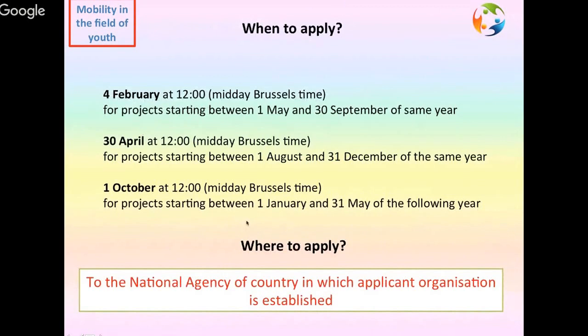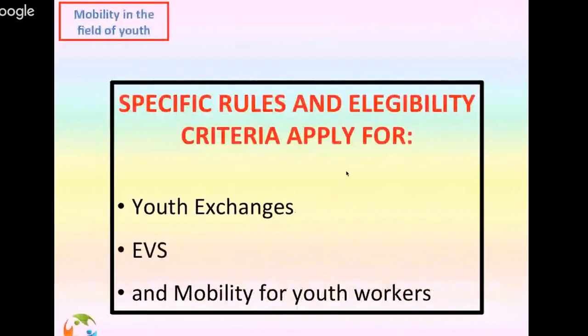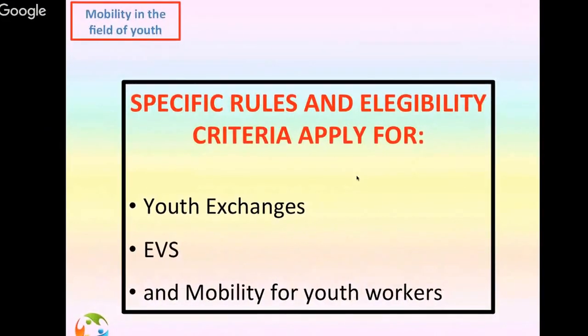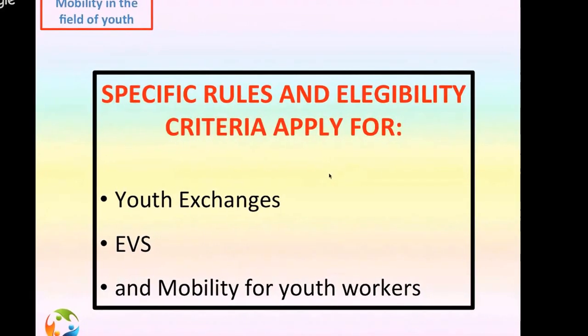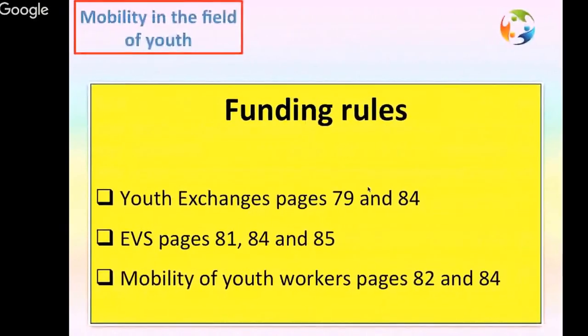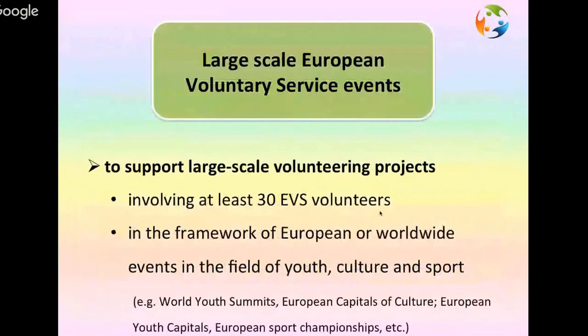When to apply, the deadlines are the 4th of February, 30th of April, and the 1st of October of each year. At least they were like this for this year. Let's see if in January they will change some of these rules. And you apply to the national agency where your organization is established. Again, there are some specific rules for duties changes and EVS and mobility for youth workers. And here we have the pages where you can find the specific funding rules.